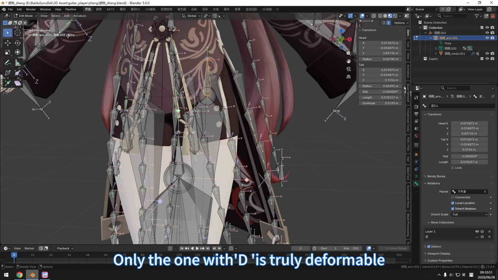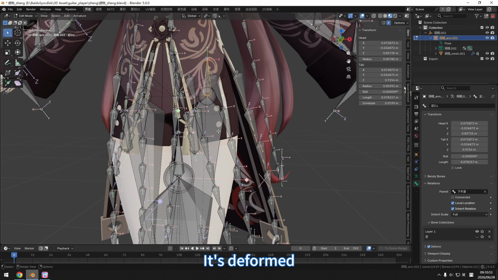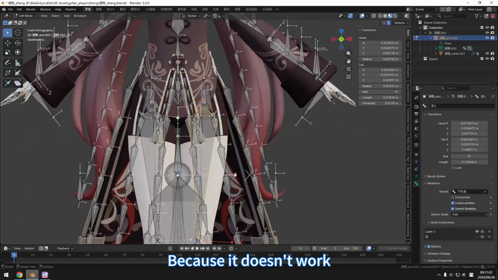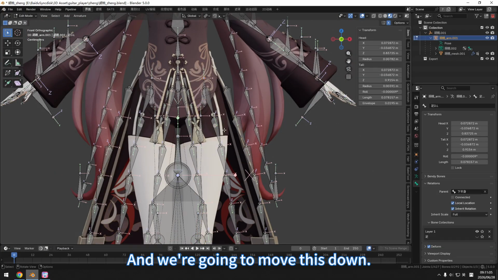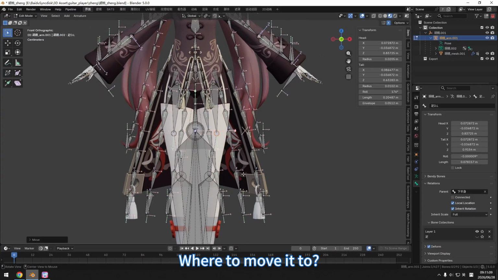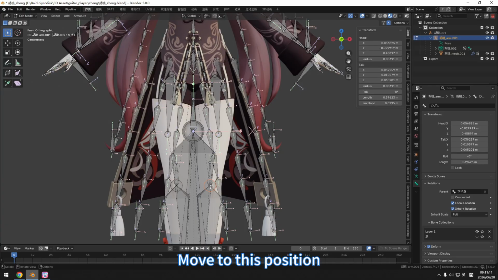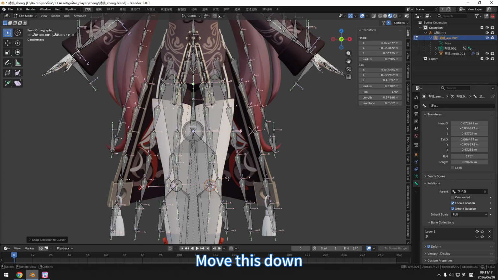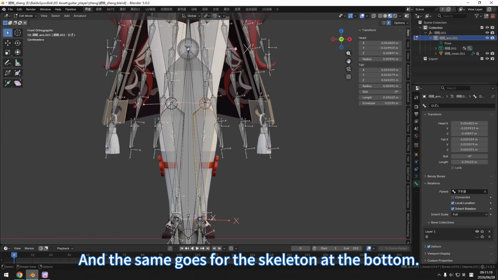Only the one with it is truly deformable. The other skeleton, to be honest, I have no idea what it's for, but my personal habit is to delete it because it doesn't work. So I deleted it first. And we're going to move this down. Where to move it to? Move to this position. I locked the cursor here. Move this down. And the same goes for the skeleton at the bottom.